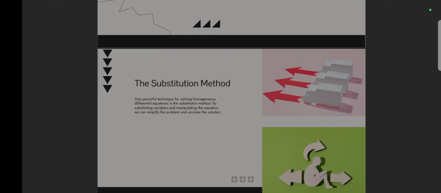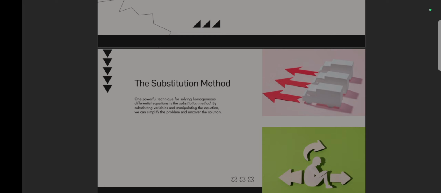Second one, make a substitution. Let y is equal to vx, where v is a new function of x. This substitution simplifies the equation and reduces it to a separable or linear form.